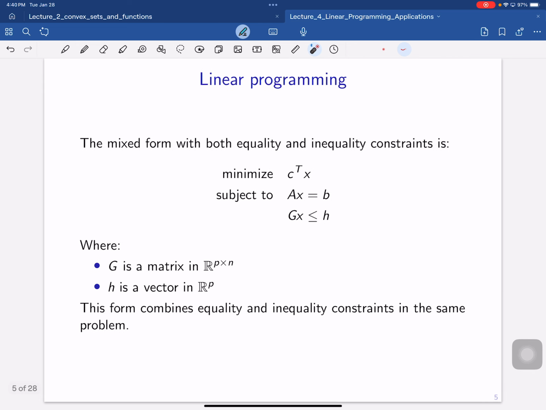Okay, so as you can imagine, there are different reformulations of linear programs. One of them is the following form, where you could separate the equalities and the inequalities. Right? That's another form you'll probably see in the literature, where G is a matrix and H is a vector. Okay.